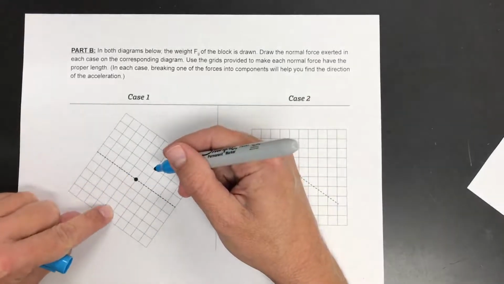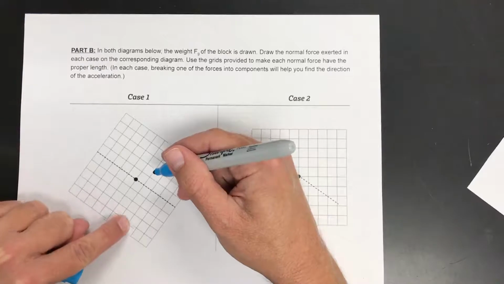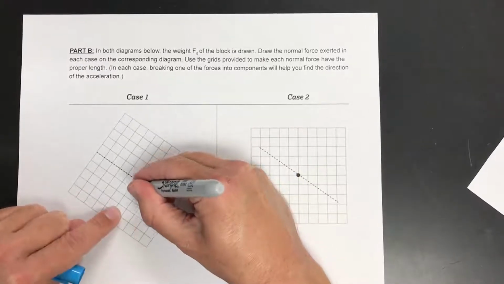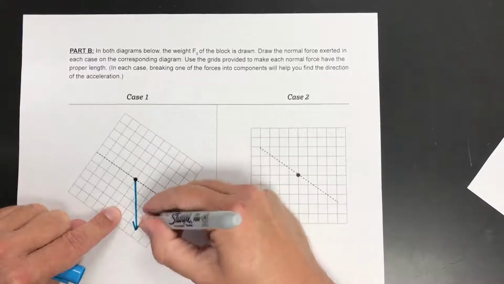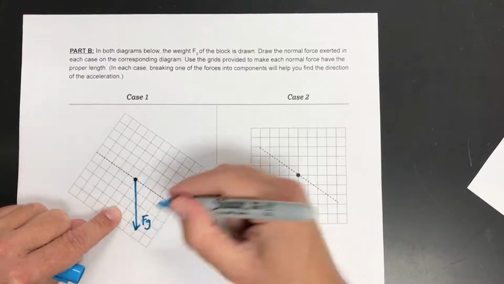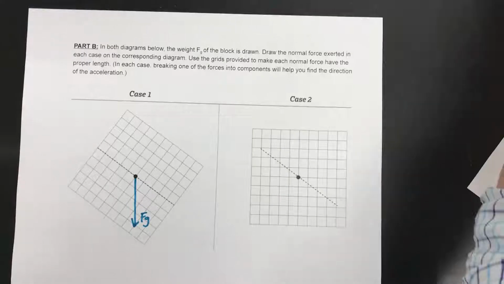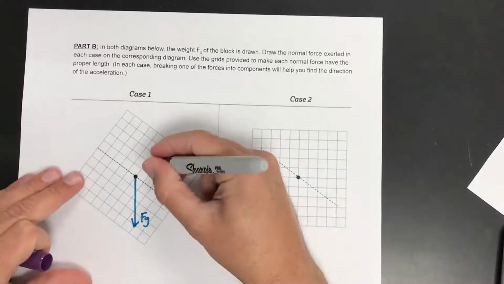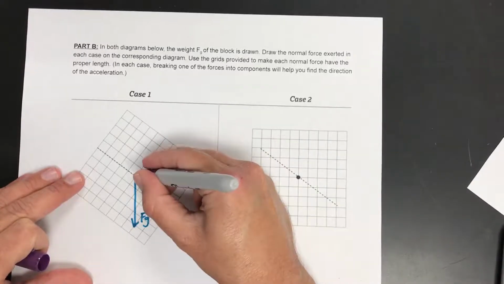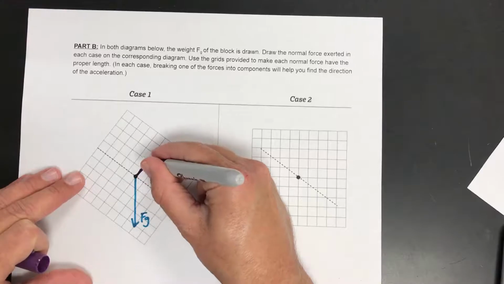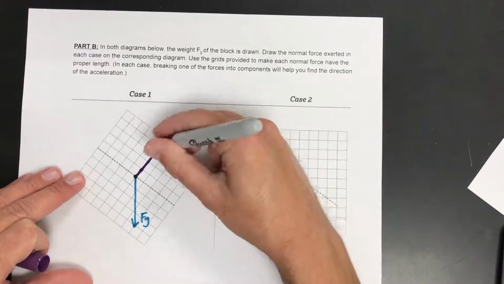1, 2, 3, 4. All right, I'm going to draw right down here the force of gravity like this on this one. So what is the other force on here? Well, if there's no friction, the other force is the normal force, which points perpendicular. So I'm going to draw it like that.